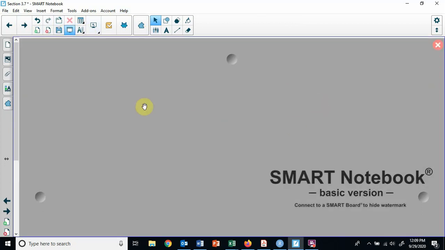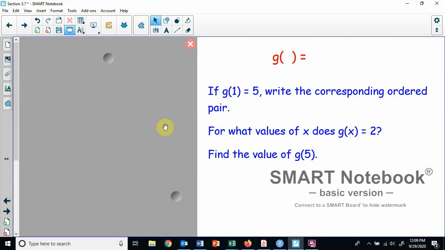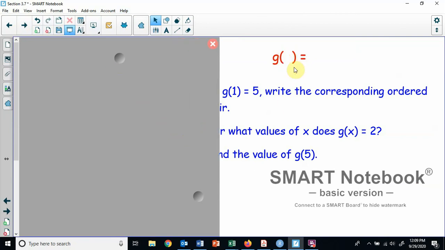Ignore the questions. Just look at what I have typed in red here. Any number that goes in here as our input, that is the x value. And whatever number it equals, that is the y value. So this is our input and our output. So x, y.